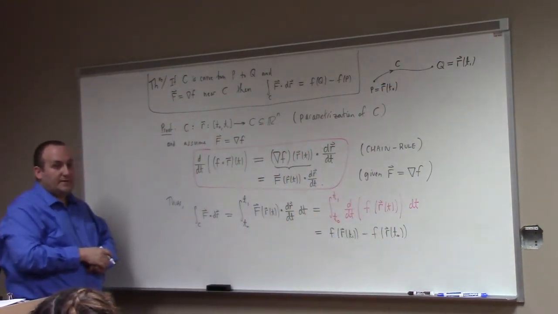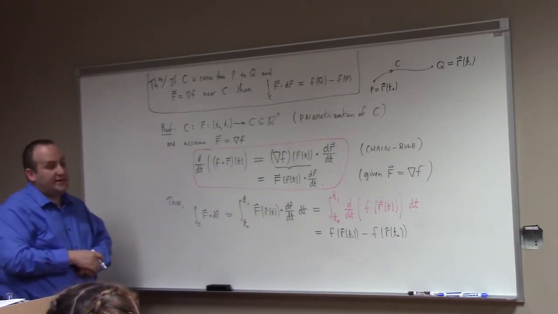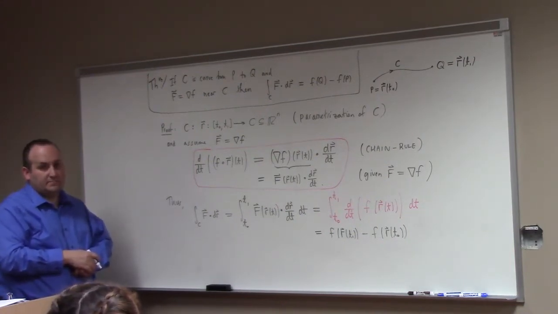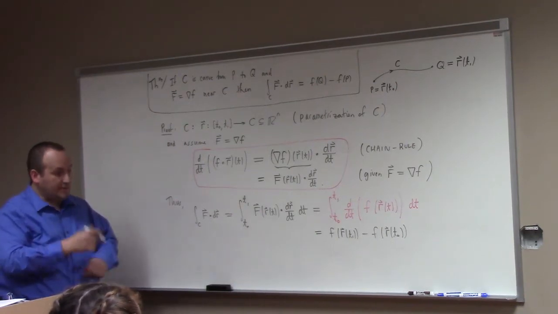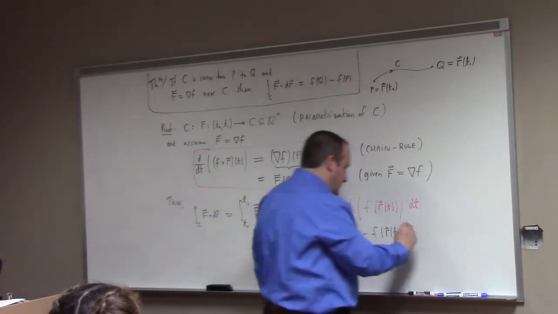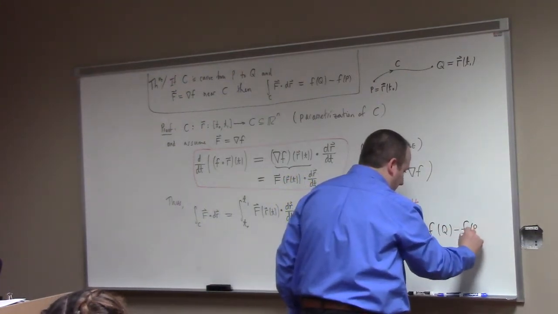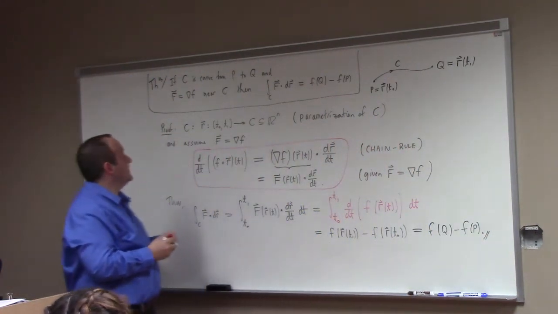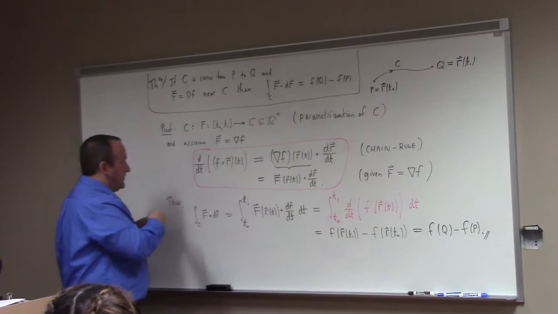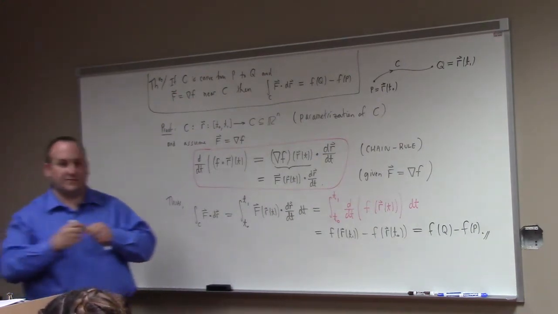Admittedly, I'm thinking of C as an oriented curve. It has starting point P and ending point Q. If we reverse the curve, it would change the answer, actually. But anyway, what have we got? We've got f of Q minus f of P, and there you go. This theorem has a name. This is the fundamental theorem of calculus for line integrals. FTC for line integrals.